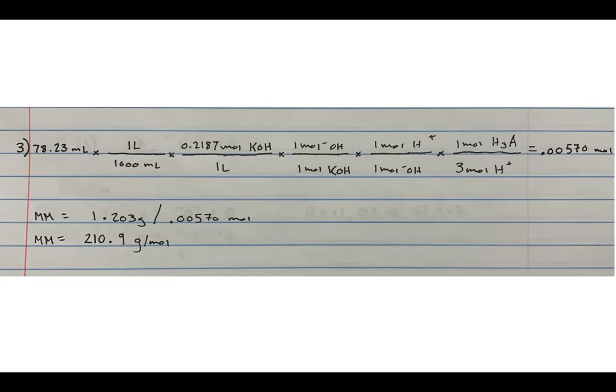And the question asked us, what is the molar mass of this acid? And so to find the molar mass, we take grams, right? So they told us that it weighed 1.203 grams, and we divide it by how many moles it was. So what we calculated was the moles. So it's 1.2 divided by 0.0057, and that tells us that every mole of this compound weighs 210.9 grams. Okay, so I believe that was answer D. Any questions on this one?